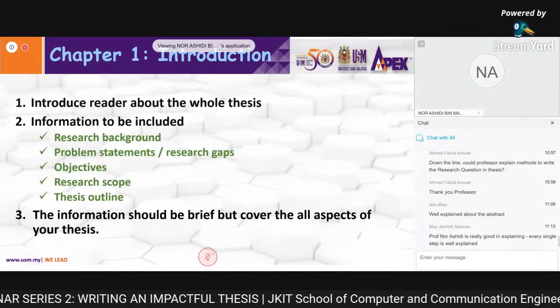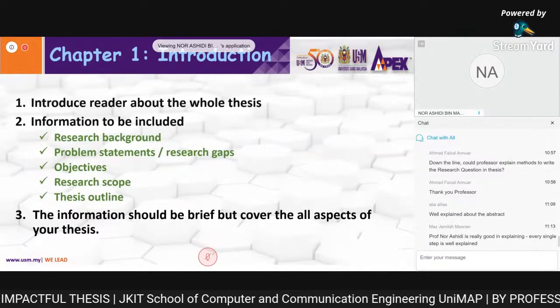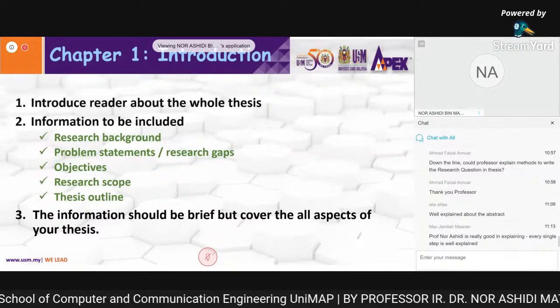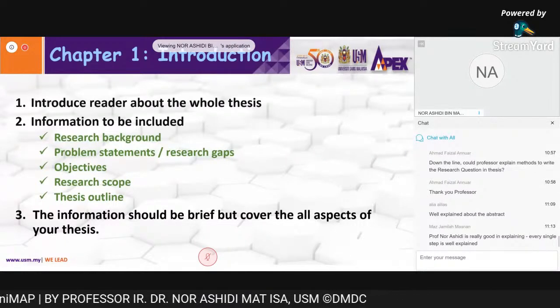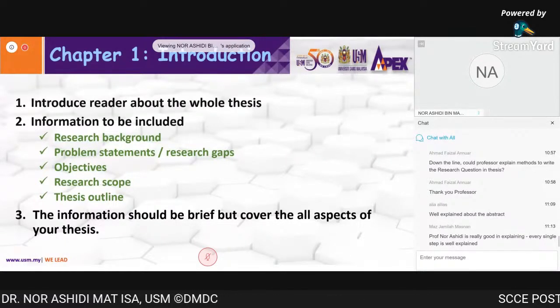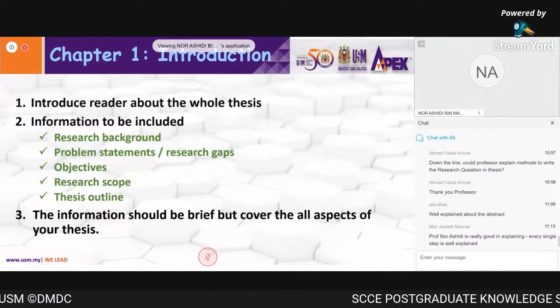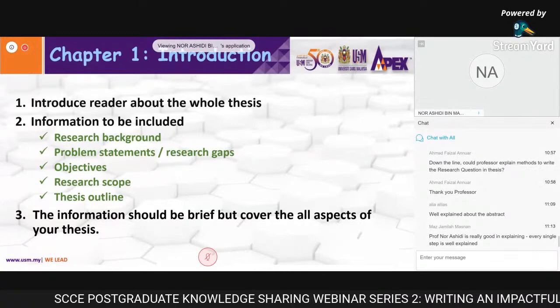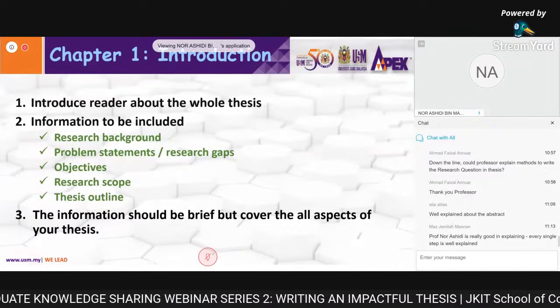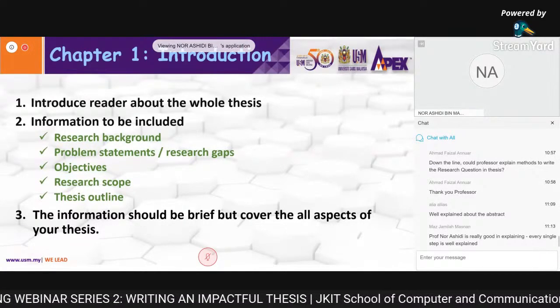So what are the elements that you need to know? You need to know everything. That's why research scope is very important. You try to make sure that this is the boundary of your research. You are not outside the boundary. Okay. And then the thesis outline is only to give the outline of the whole thesis.